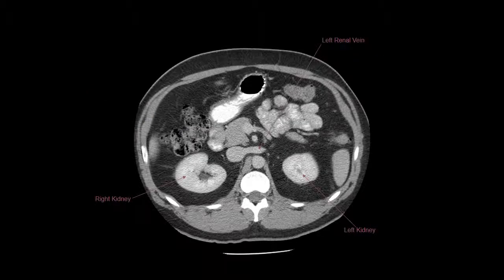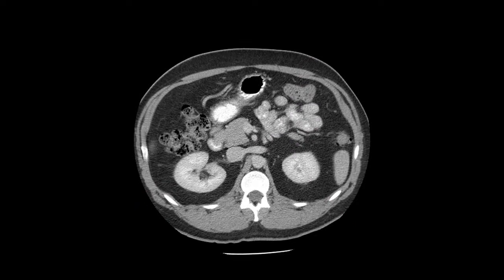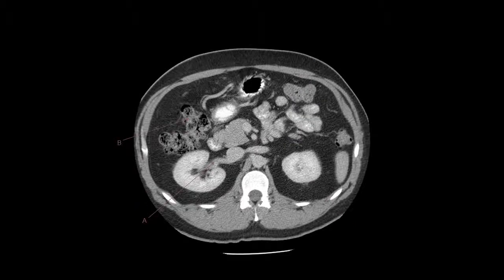Okay. Oops, skipped a little ahead, but there's your right kidney, your left kidney. And then you actually have your left renal vein, right? So this structure is your inferior vena cava, and you have your left renal vein coursing across into the inferior vena cava. And then A would be what?